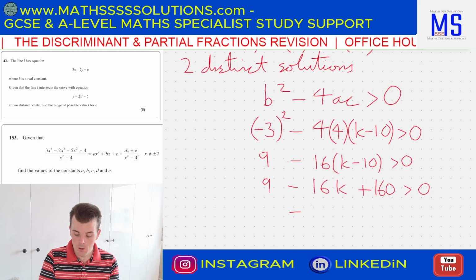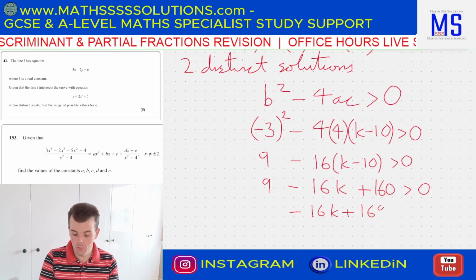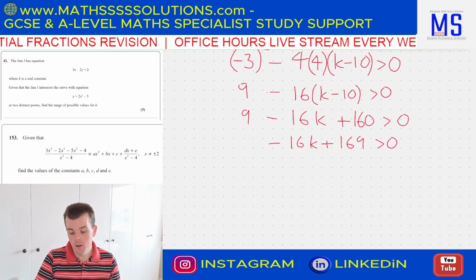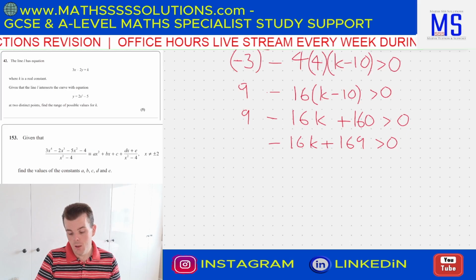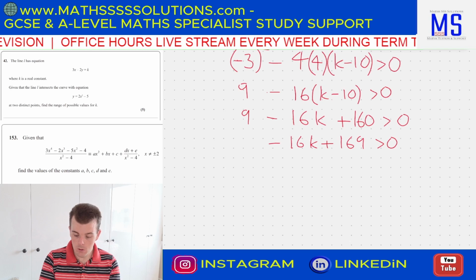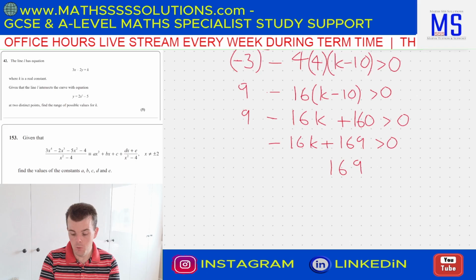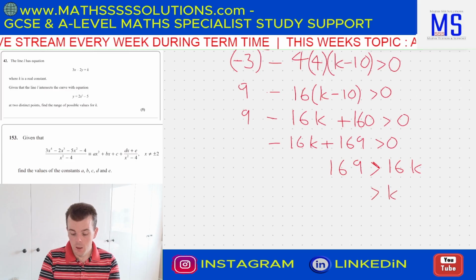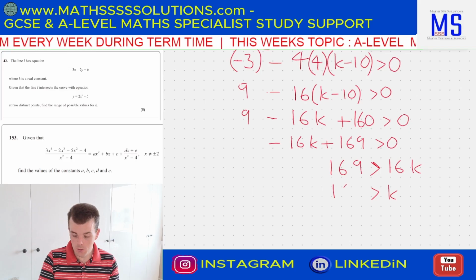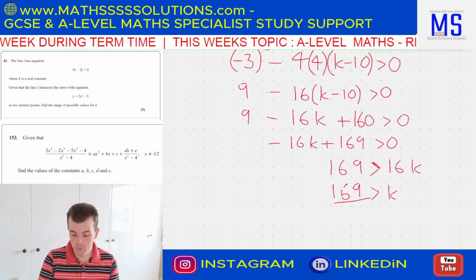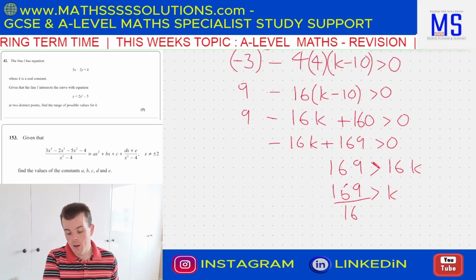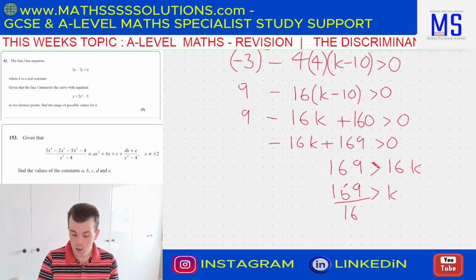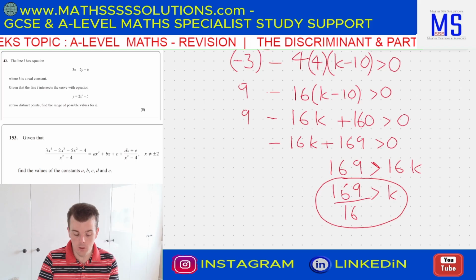If you collect your like terms, minus 16k and plus 169, that needs to be greater than 0. We don't have a quadratic inequality to solve here, so you don't need to worry about drawing the graph for k. You can just rearrange your inequality like it was a linear equation. Just be careful when you're doing the negative though. I'm going to add 16k to both sides, and then divide by 16. You can do it the other way by taking away the 169, sorry. And then double check if 169 divided by 16 is in its simplified form, which it is. So you can put k is less than 169 over 16.